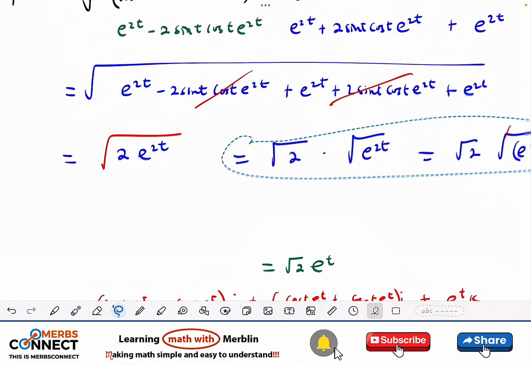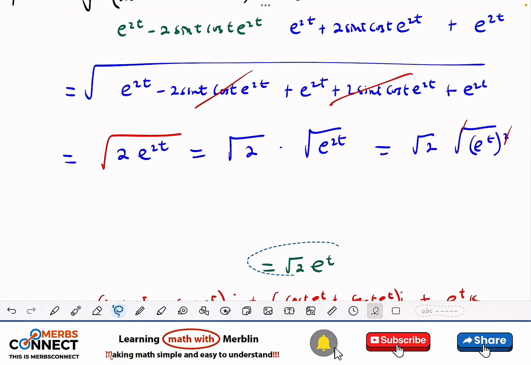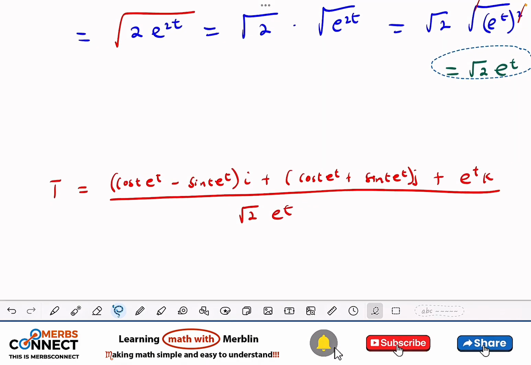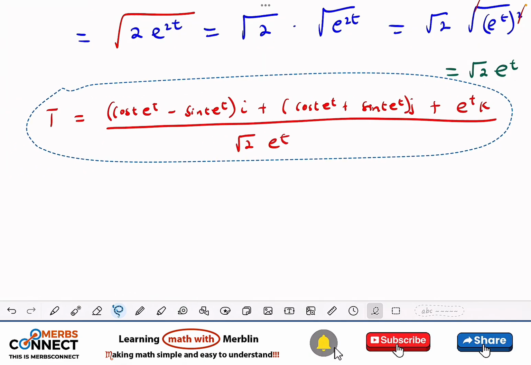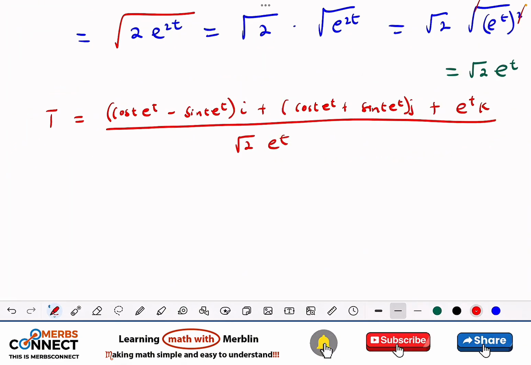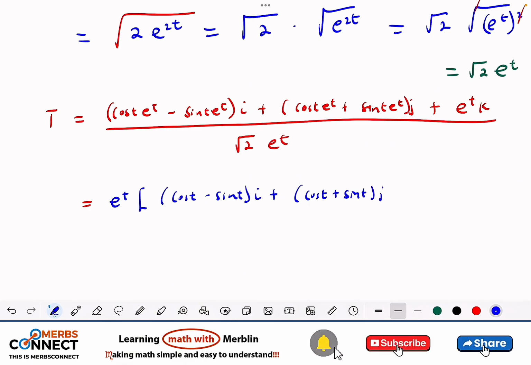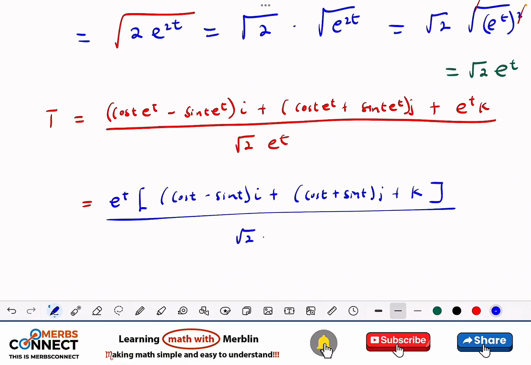your simplification, because remember we are going to use the unit tangent to solve other things too. So if we're able to simplify it, it actually helps us to reduce the complexity when we are dealing with other stuff. So I will factor e to the power t out. So this one will be left with (cos t minus sin t) i plus (cos t plus sin t) j plus k, all divided by square root of 2 e^t, and then this guy will cancel this guy.